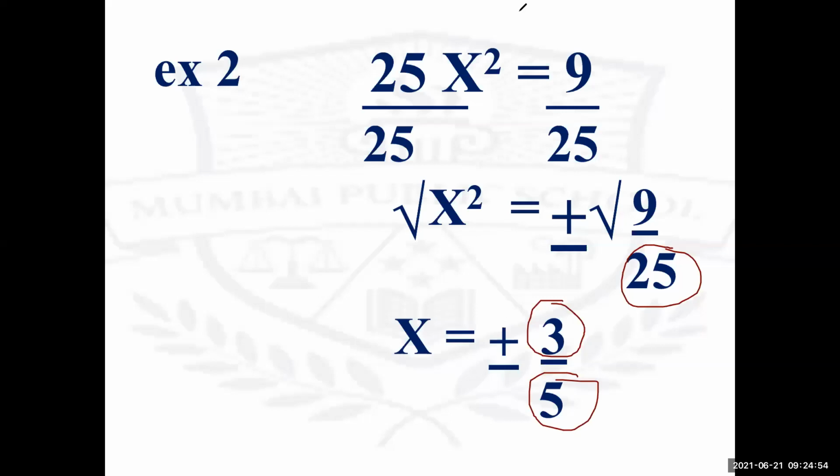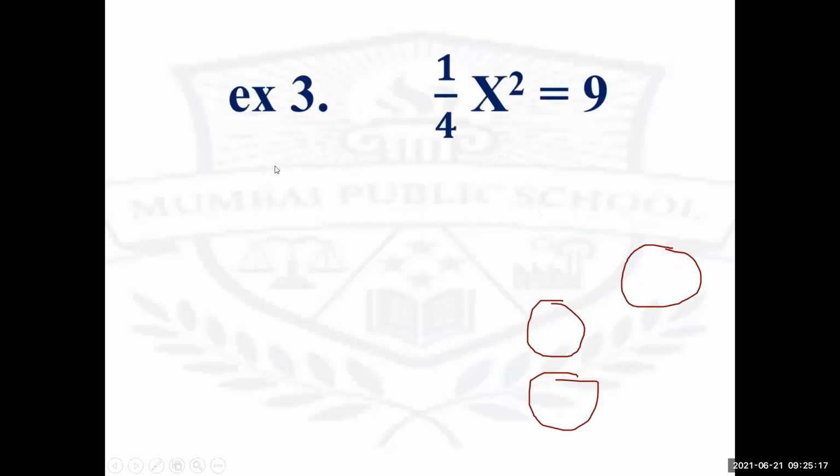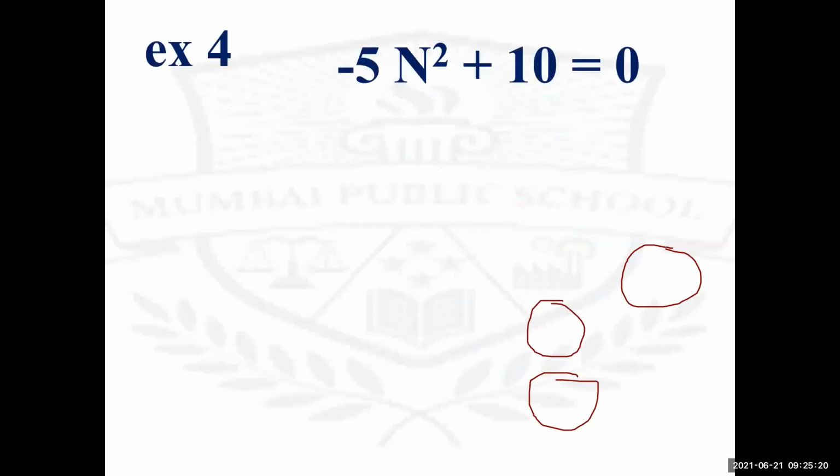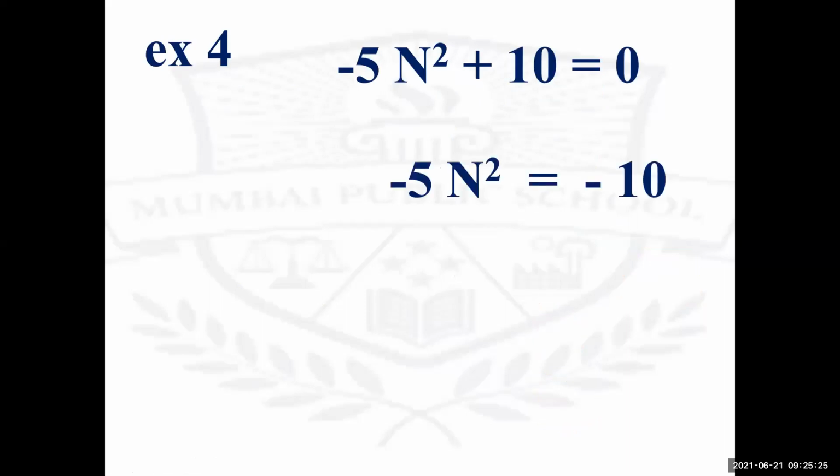Any more doubts, students? Yes, sir. Yes, ask beta. Sir, in Exercise 4, how is n square equal to 5? Which example are you talking about, beta? 4. Yes, sir. Yes, what happened here, beta?